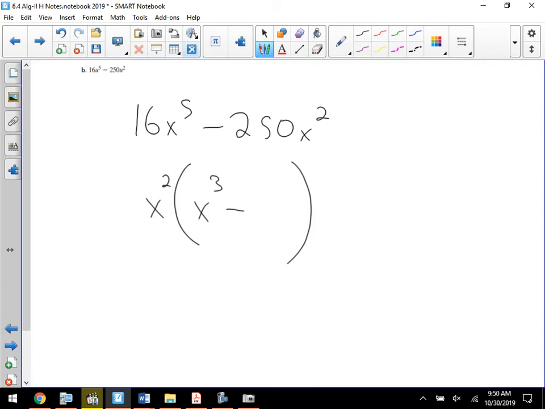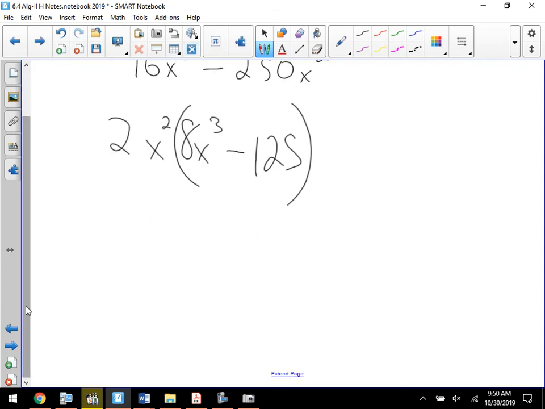So what we're doing here is we're trying to make this into, I want to take out a 2, and I have 8x cubed minus 125. Your GCF in this case was just 2. You could try 4, but 4 wouldn't go into 250. You could try 8, but 8's not going to go into 250. The only thing that went into 250 and 16 was 2. It forces you into the difference of cubes.